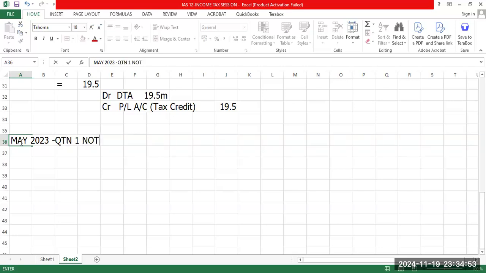May 2023, question 1, note 7. And it is talking about what? Which kind of asset? PPE, yeah? What was the cost? What was the cost initially? It was 1st October 2023. And the cost was how much?